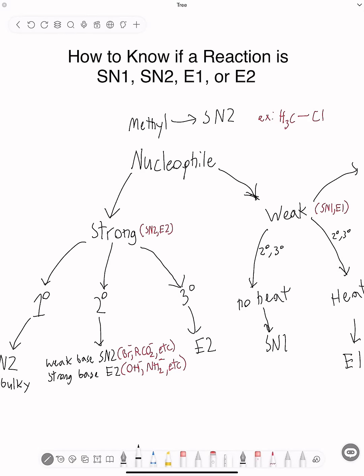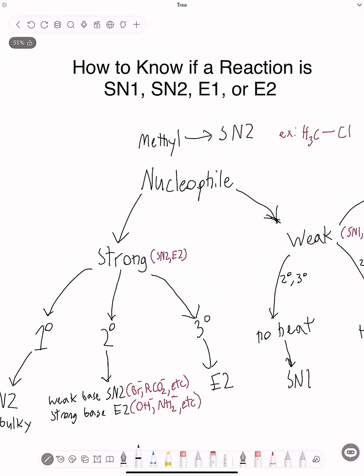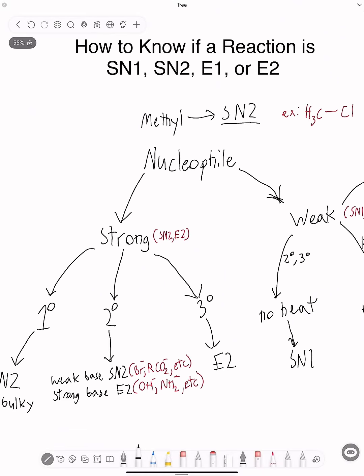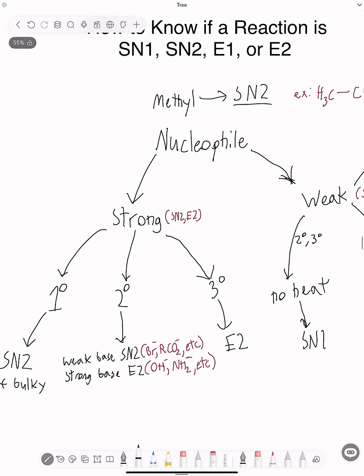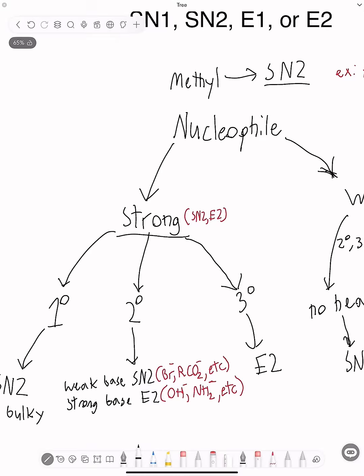How to know if a reaction is SN1, SN2, E1, or E2? First, if the substrate is methyl, it's always going to be the SN2 reaction. Next, I like to look at the nucleophile, where the nucleophile is strong, usually meaning it has a negative charge. It can either be an SN2 or an E2 reaction.